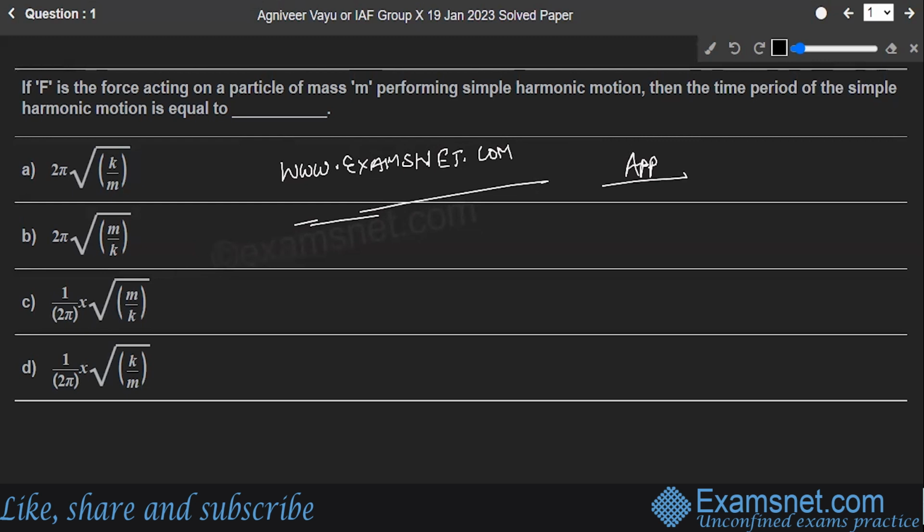Students, today we'll be solving the Agniveer Vayu or IAF Group 10, 19 Jan 2023 paper. About 70 questions are there in this paper. We'll be having multiple physics, mathematics, and English questions. Let's start with that. A very best of luck.